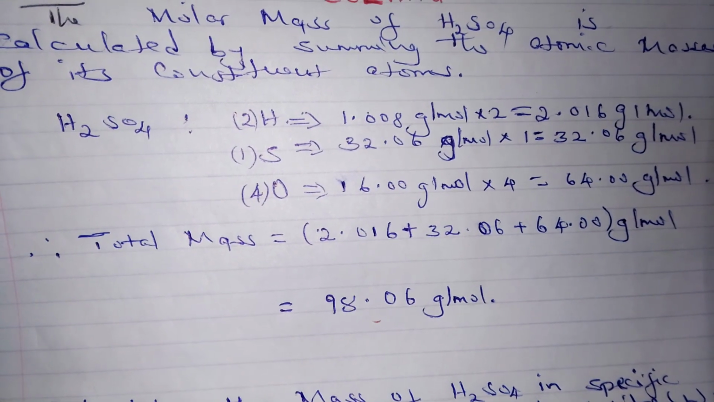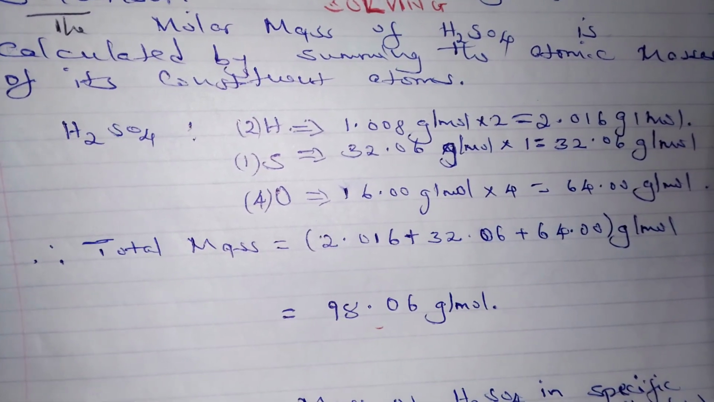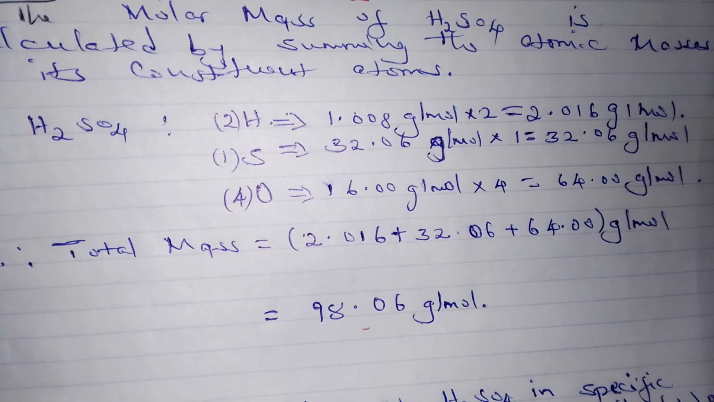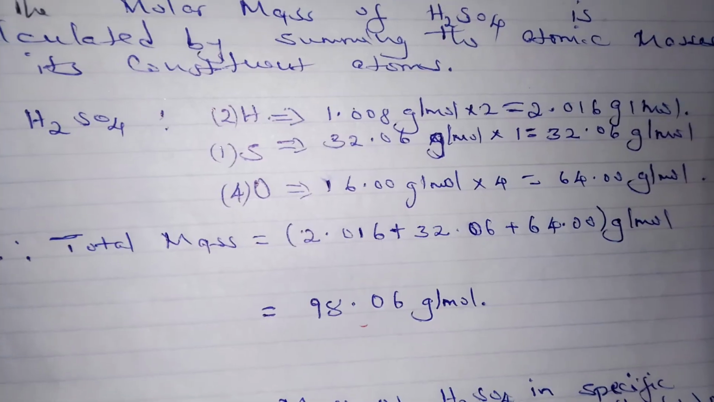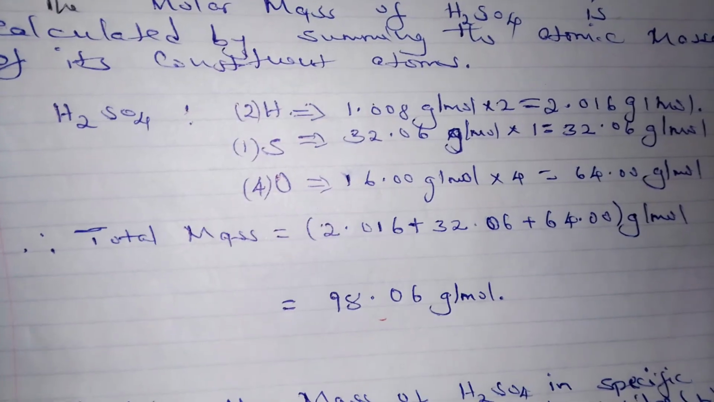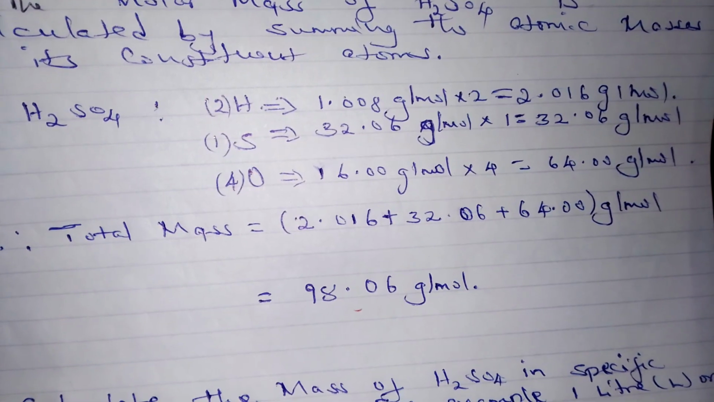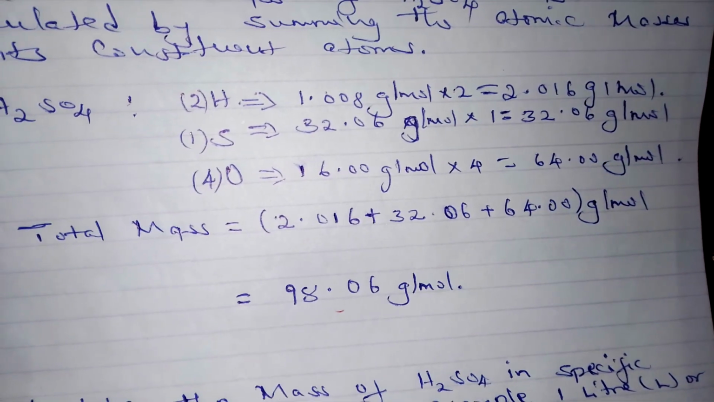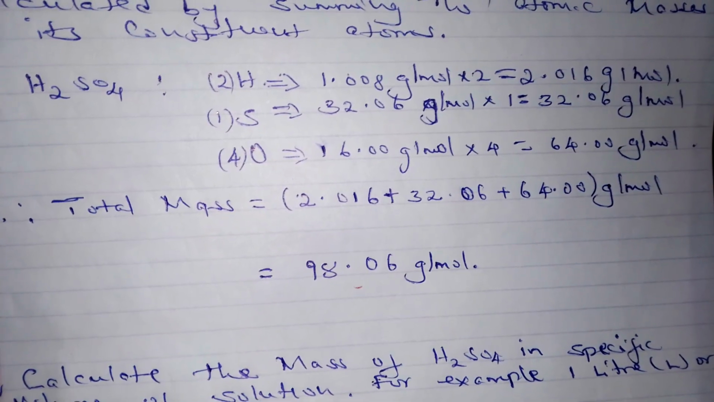Then oxygen: there are 4 atoms of oxygen, and the relative atomic mass of oxygen is 16.00 grams per mole. We multiply by 4, since there are 4 atoms of oxygen in that compound, giving 64.00 grams per mole. Then you take the total mass: you add 2.016 plus 32.06, and then add 64.00. All these are grams per mole. You end up with 98.08 grams per mole.